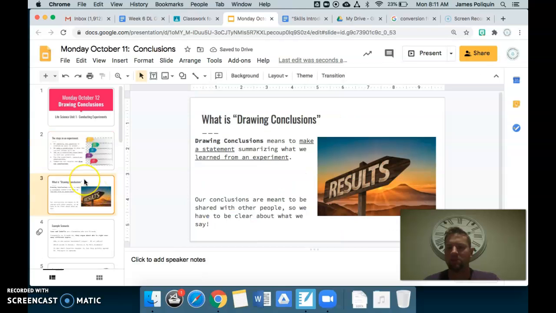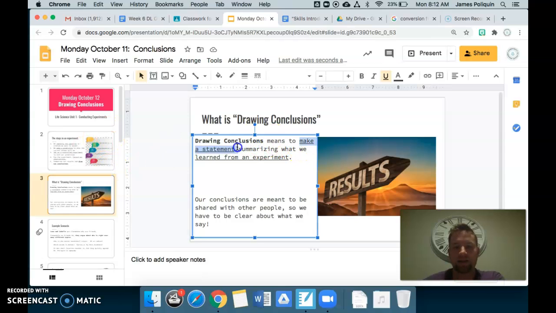And while the phrase might be new, this is stuff you've actually been doing for so long already. Drawing a conclusion means to make a statement, so you're making sentences, not asking questions, and you summarize what you learned in an experiment. So like when we did our paper plane experiment on Friday, those were steps 7 and 8. You were kind of summarizing which plane ended up flying better, why do you think it ended up flying better. Our conclusions are meant to be shared with other people, so we have to be clear about what we say.